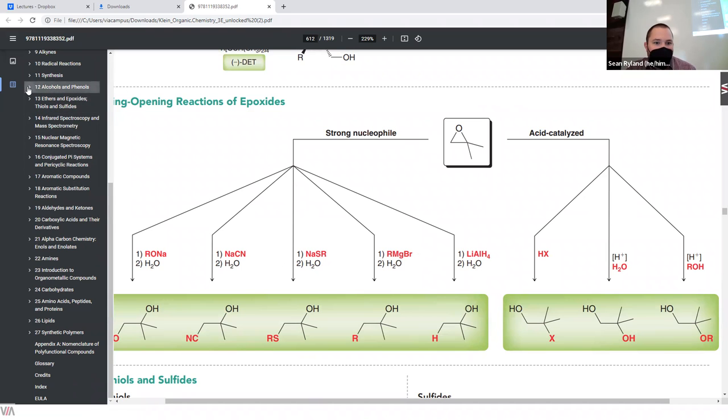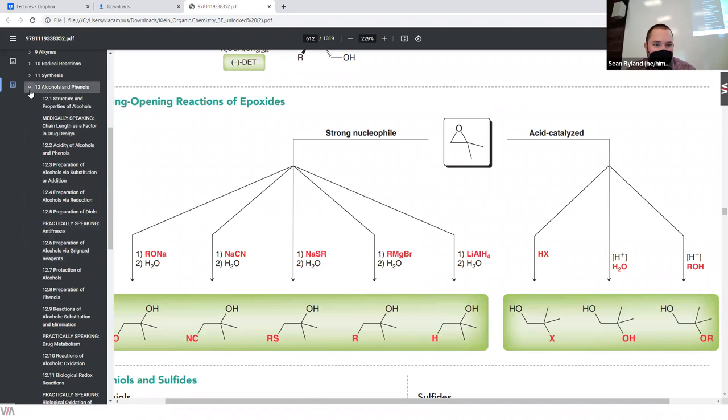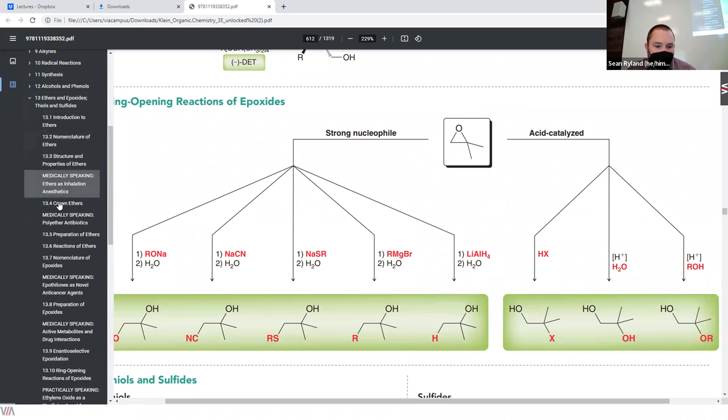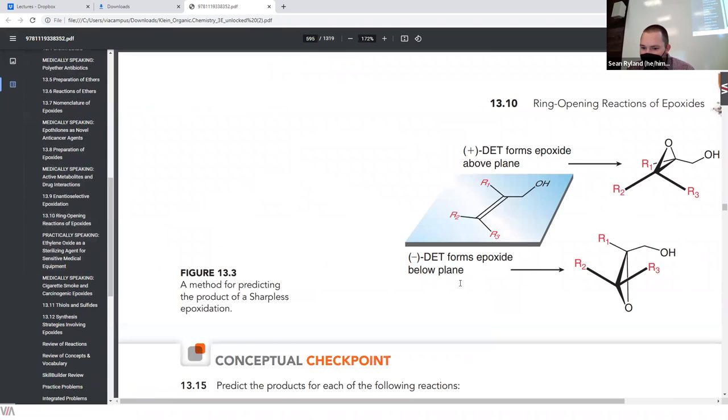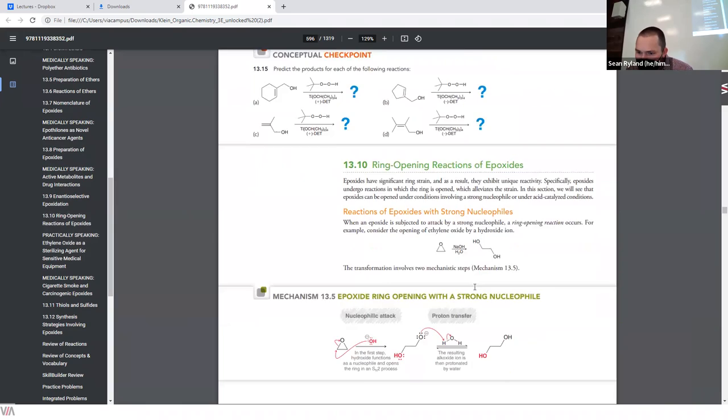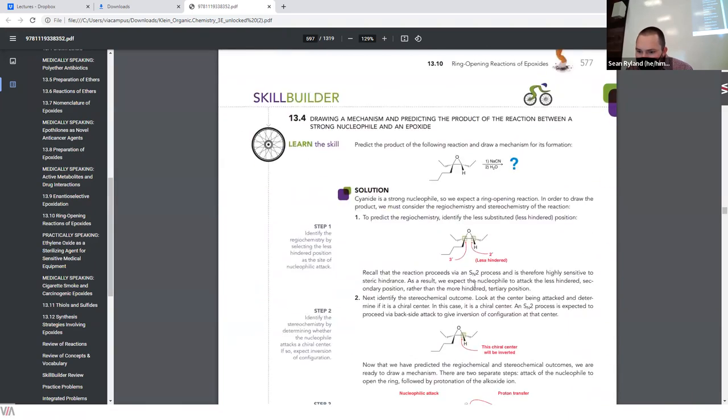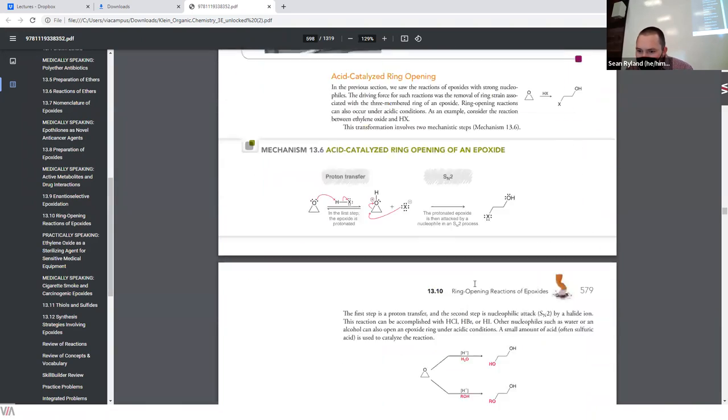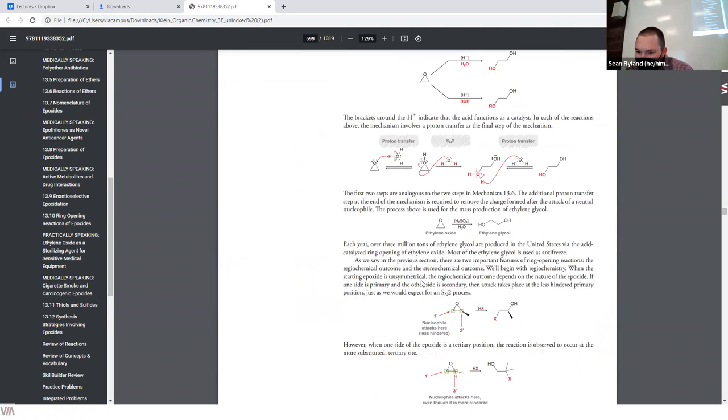And I believe that there's a better explanation when you look at the, is it here? So if it's acid catalyzed, is there a good figure?